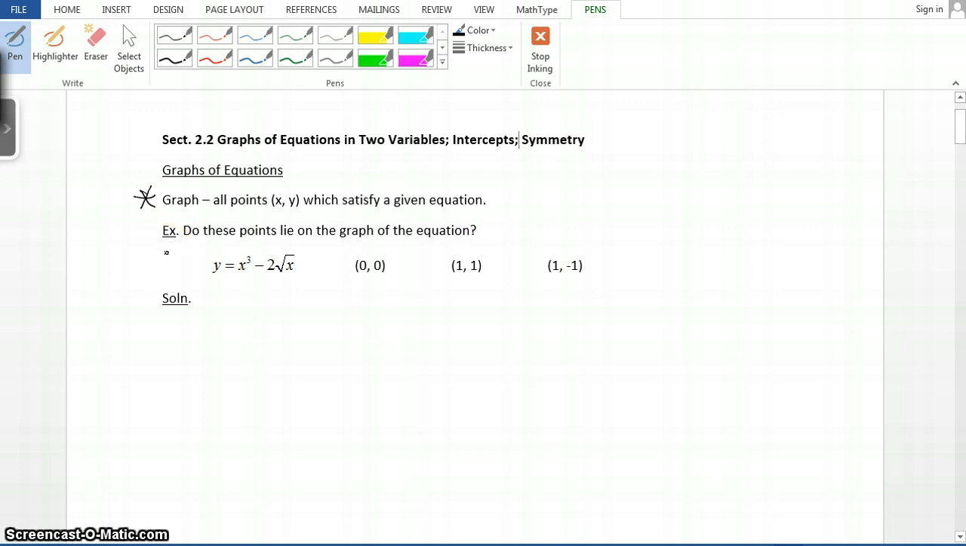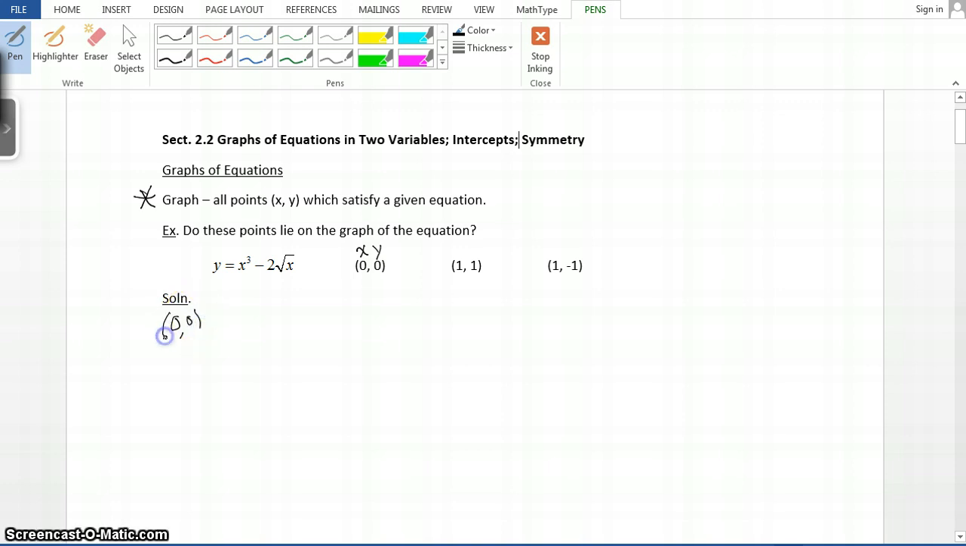It says, do these points lie on the graph of the equation? Here's my equation. And then I've got three different ordered pairs here. So I'll need either a yes or no for each one. So to determine if these ordered pairs lie on the graph, in an ordered pair, x comes first and then a y. So we're just going to test each one.